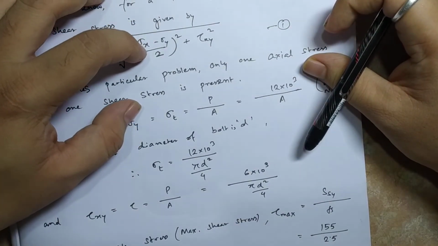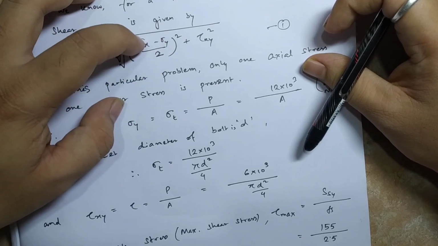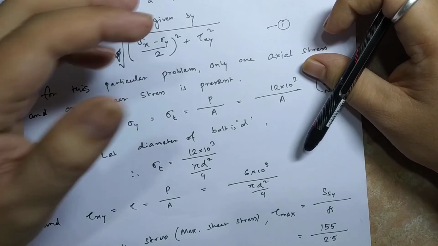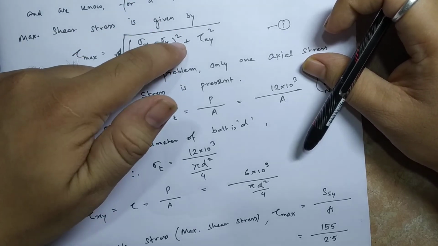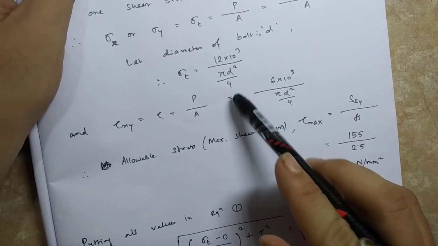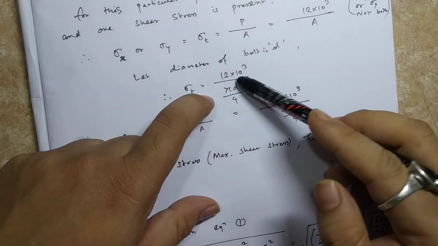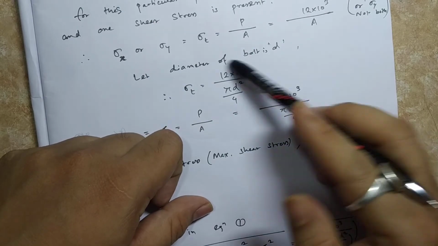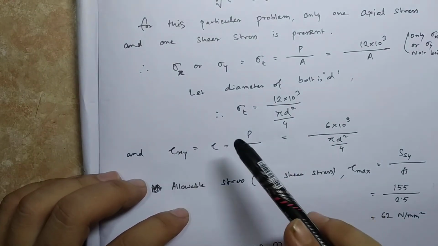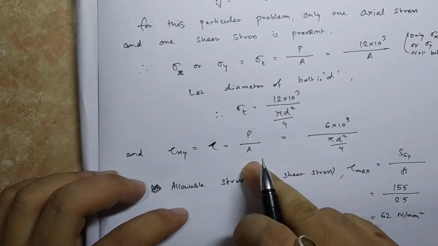If you have taken sigma x, you make this as 0. So this is sigma t by 2. If you take this as 0, this as your tensile stress, this is minus sigma t by 2, which is nothing but sigma t by 2 only, because the square is there. The dimension of the bolt is d, and the cross section of the bolt is circular, so this is pi d square by 4, which is your area, right? So this is your tensile stress. Similarly, shear stress, tau xy or yx, whatever you write, you can simply write tau, which is your shear stress, P by A.